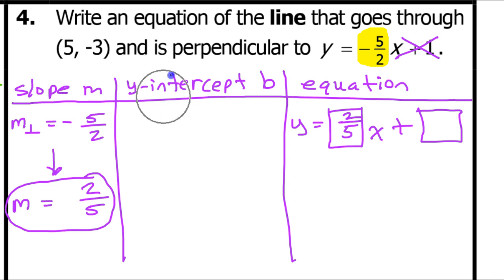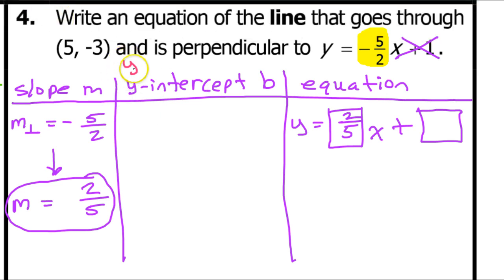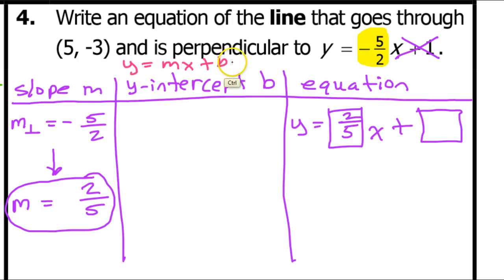For the y-intercept, what we do is we start with the model y equals mx plus b. Okay, and we substitute. We're looking for b. So we can get an x and a y from the point. So we have y equals, so that's going to become -3 equals. Then there's m, which we just found to be 2/5. And then there's x, which is 5. And then there's plus b, which is what we're looking for.